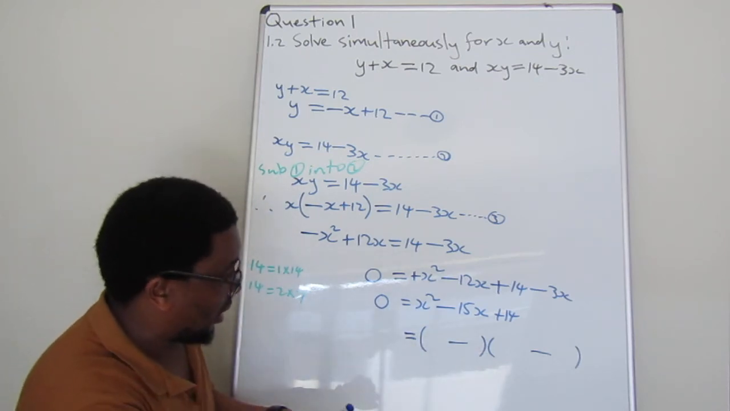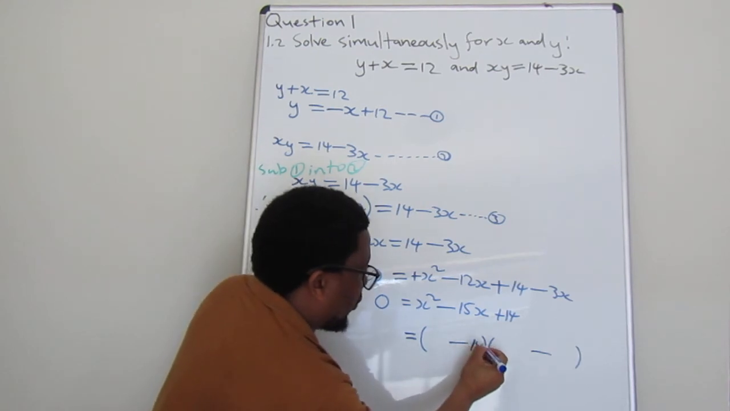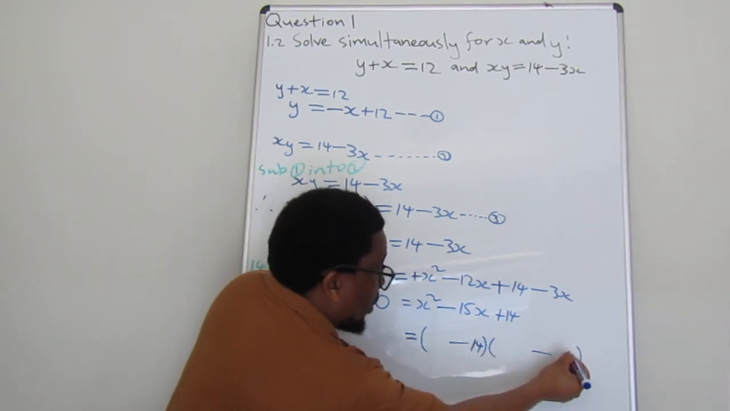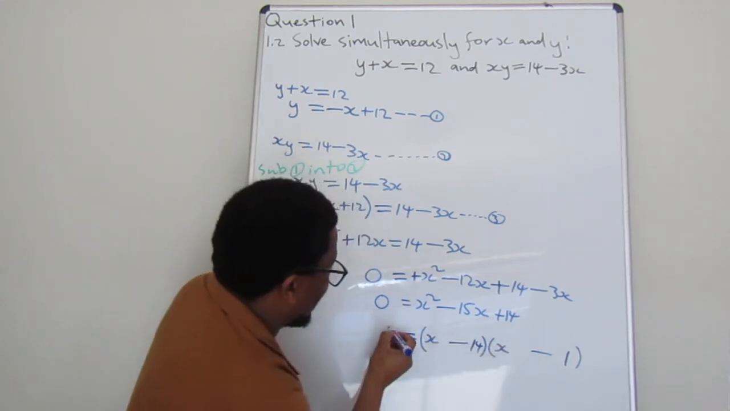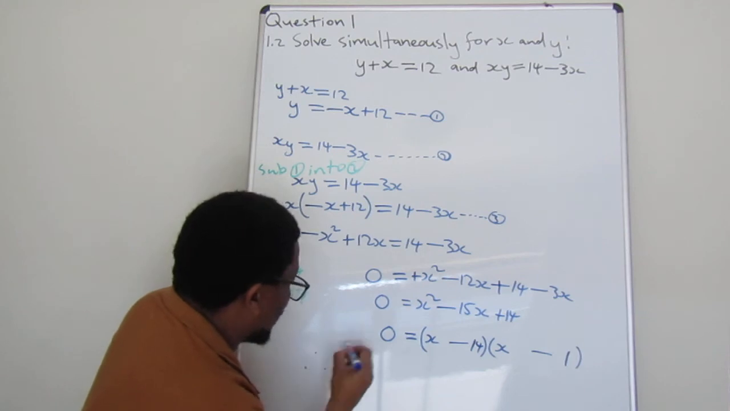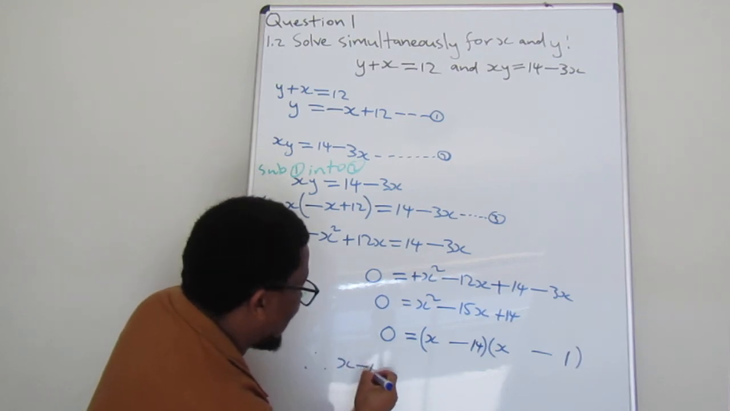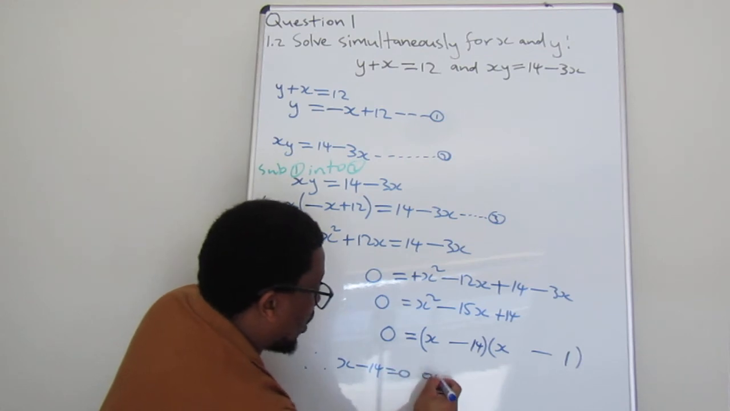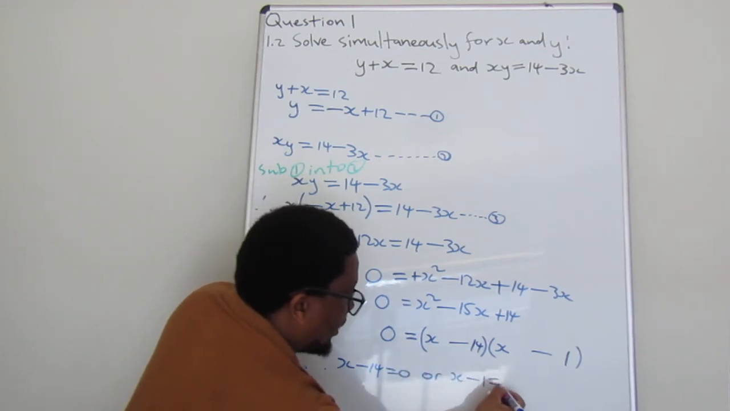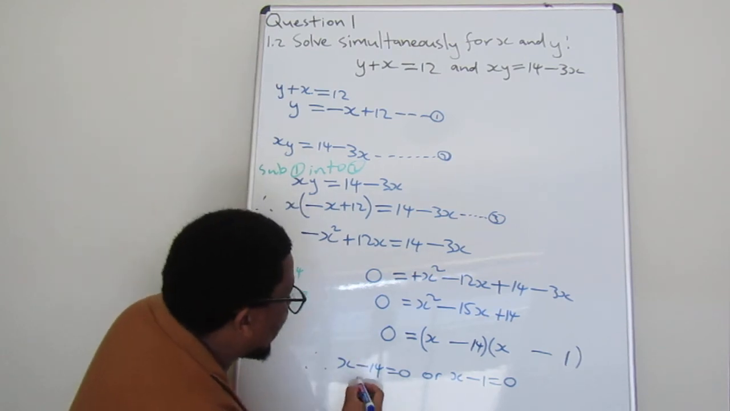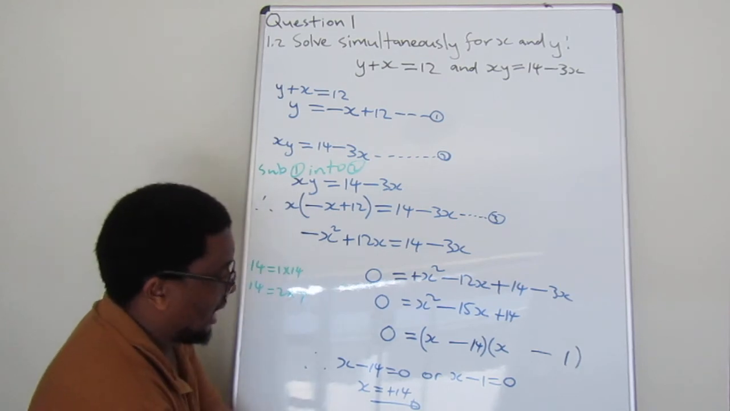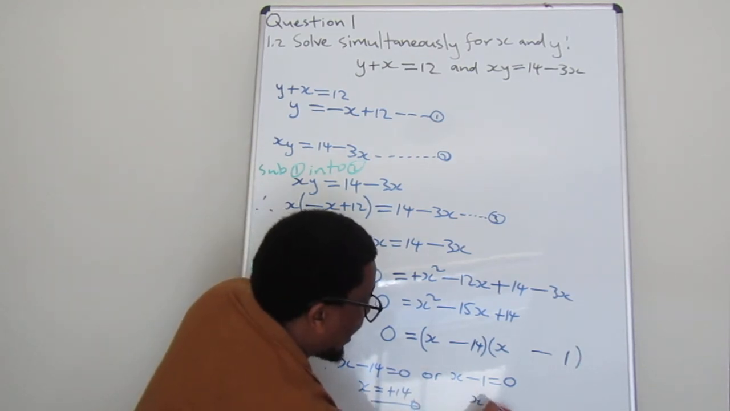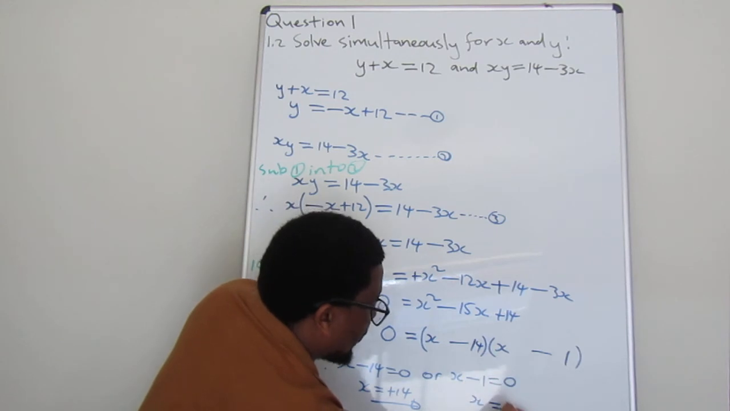Therefore, I know that here I've got 14, and 1 that side, with x here and x here. This is 0. Therefore, we can safely say x minus 14 is equal to 0, or x minus 1 is equal to 0. And therefore, x is equal to positive 14. I love that. Or x is equal to positive 1. That's beautiful.